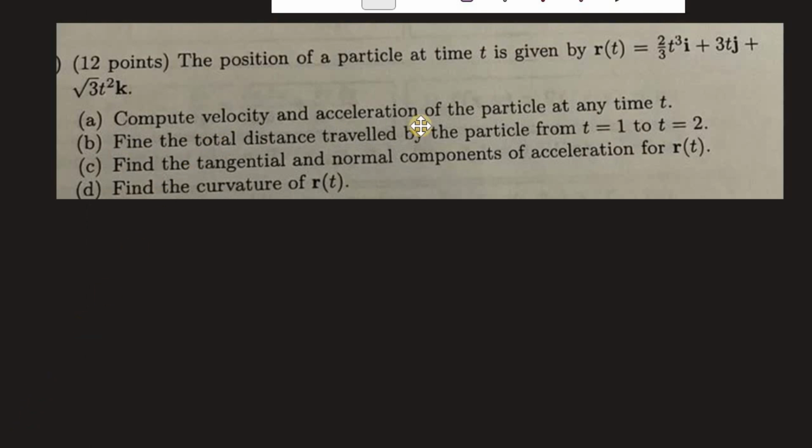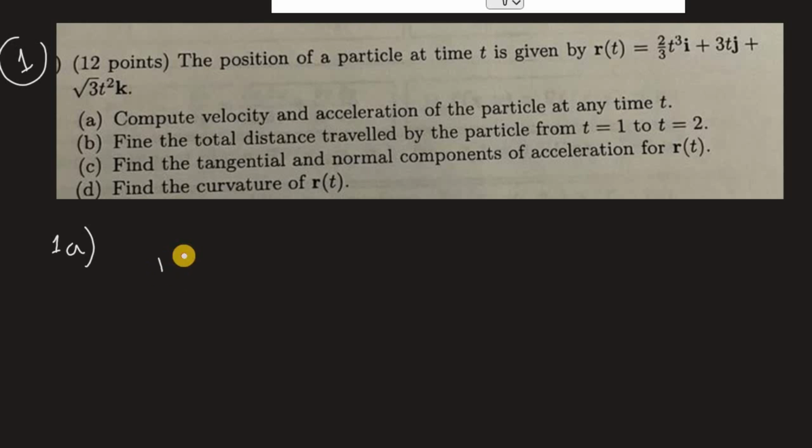So this is the first question that we will be solving over here. It says the position of a particle at time t is given by this vector function over here, and question 1a asks us to compute the velocity and acceleration of a particle at any given time. So let's try and find this.